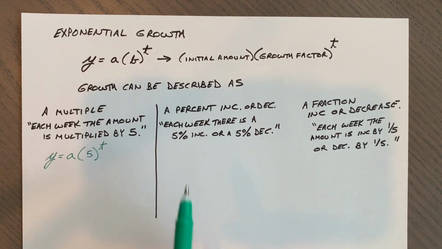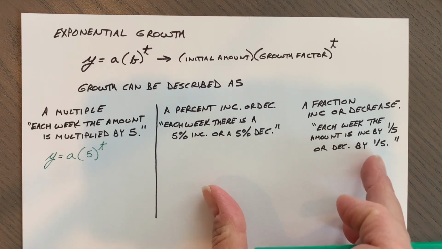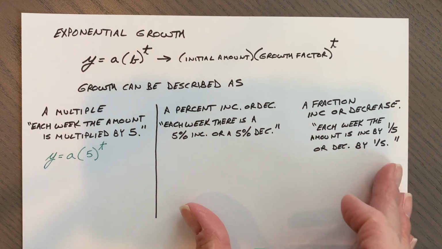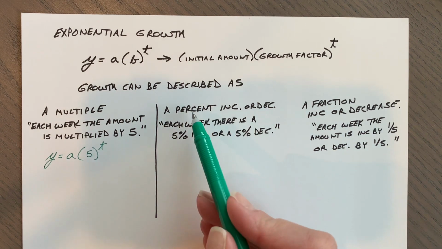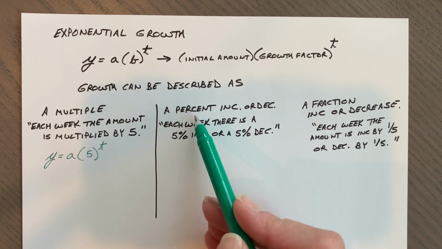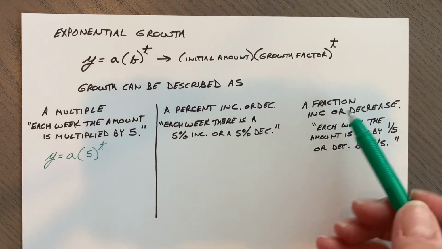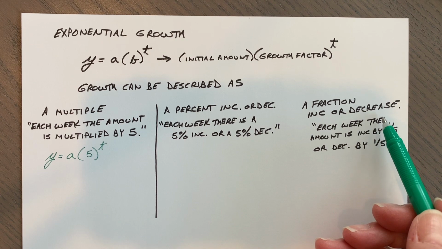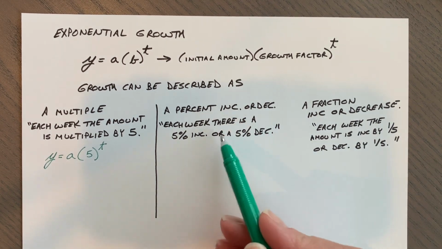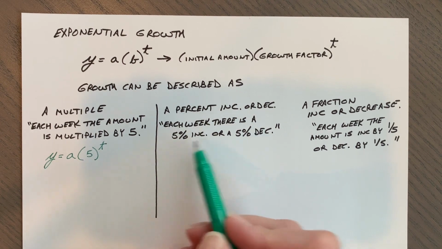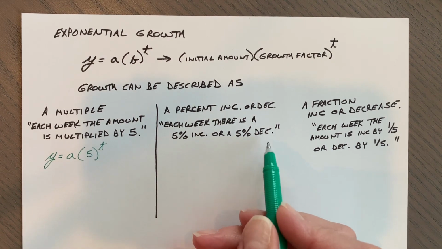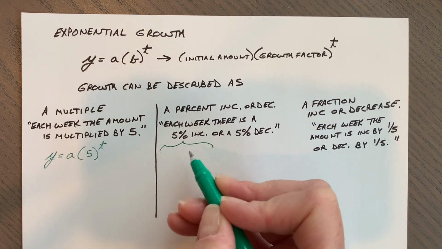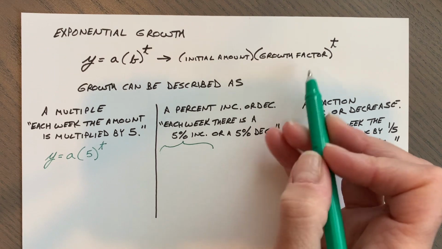Now, I've drawn a line here because over on this side, we have two other phrases or descriptions you might see that are really the same form. We may see the growth described as a percent increase or decrease, or we may see the growth described as a fraction increase or decrease. If we have a percent increase or decrease, it might look like this. Each week there is a 5% increase or a 5% decrease. So let's look at this part right here. Let's consider our 5% increase. What I'm trying to generate is, what's the growth factor for that?